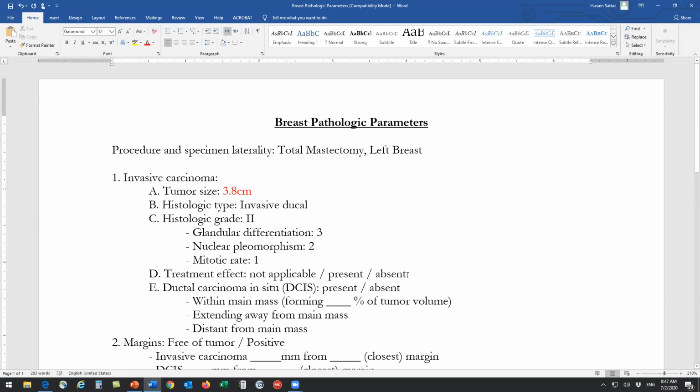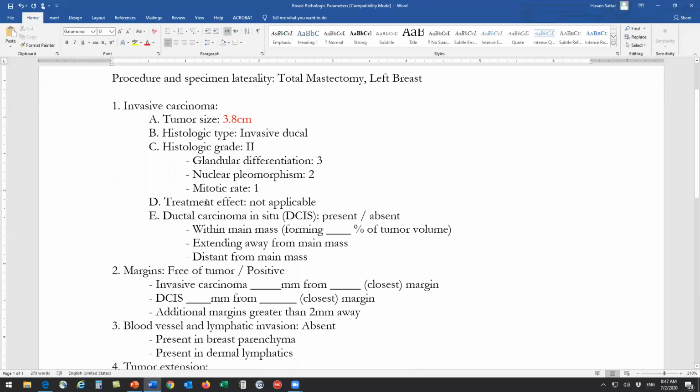So treatment effect, this depends on whether the patient was treated with neoadjuvant therapy or not. So treatment effect is specific to neoadjuvant therapy. So if the patient was not, I'll say non-applicable. More and more, most of our cases are actually getting treated. I'm not going to talk about this one parameter today. We need to do this on a different day when we're dedicated to talking about how to handle treatment cases.